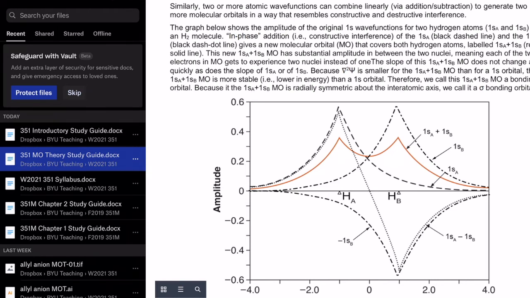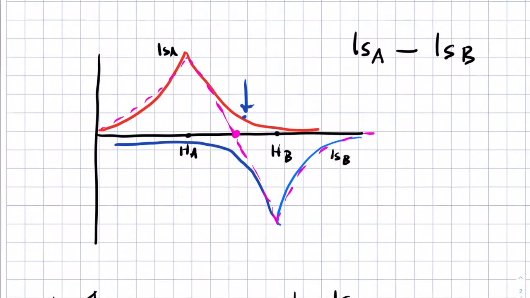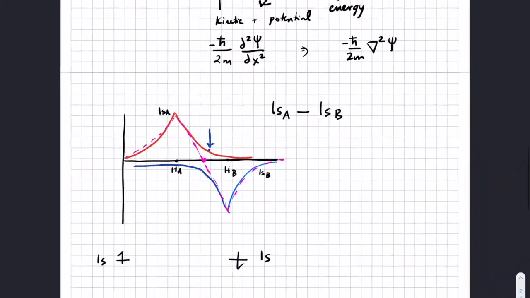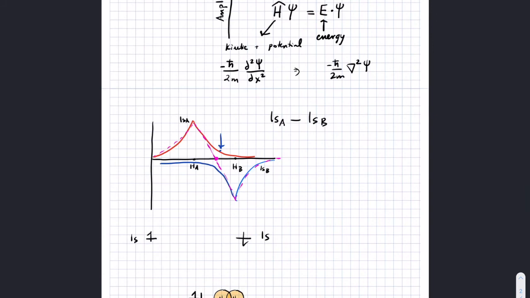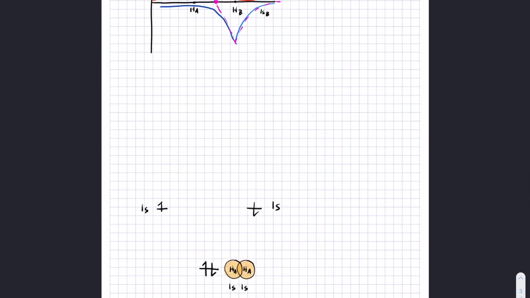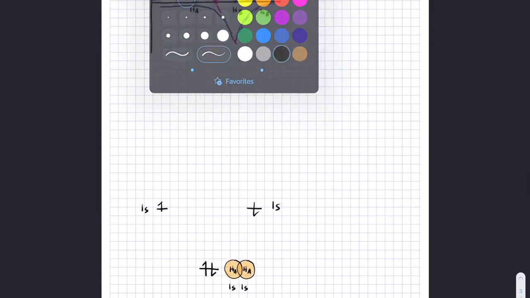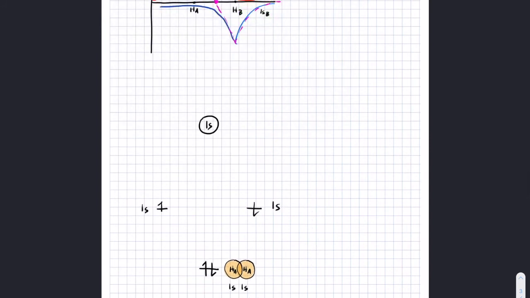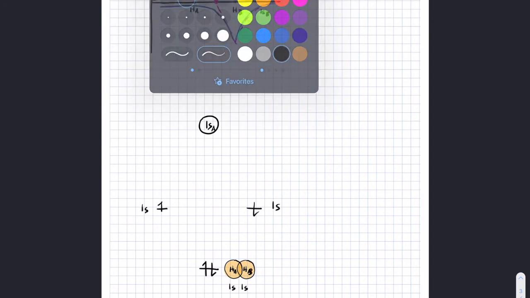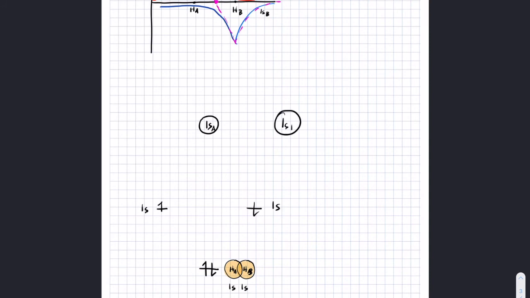Okay? And you may not have thought very much about orbitals that get higher in energy than where you used to be. What would that look like conceptually if we were to think about bringing a 1s orbital from hydrogen A, and the 1s orbital from hydrogen B, bringing them together out of phase.